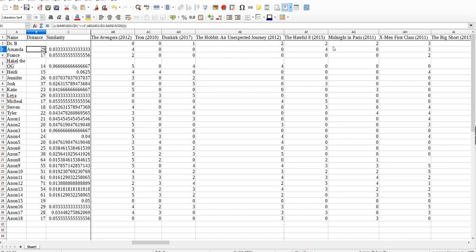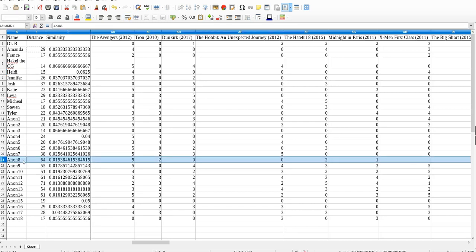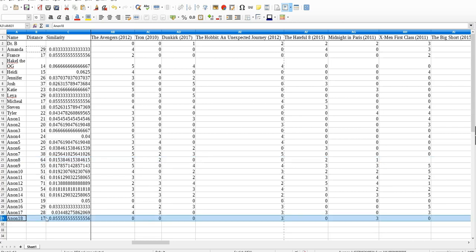that out of the movies both of us have seen, Amanda's scores differ by a total of 29 points. Heidi's differ by a total of 15 points from me. Josh's differ by a total of 37 points from me. Anonymous user number 8 differs by a lot. But the last anonymous user, only 17.